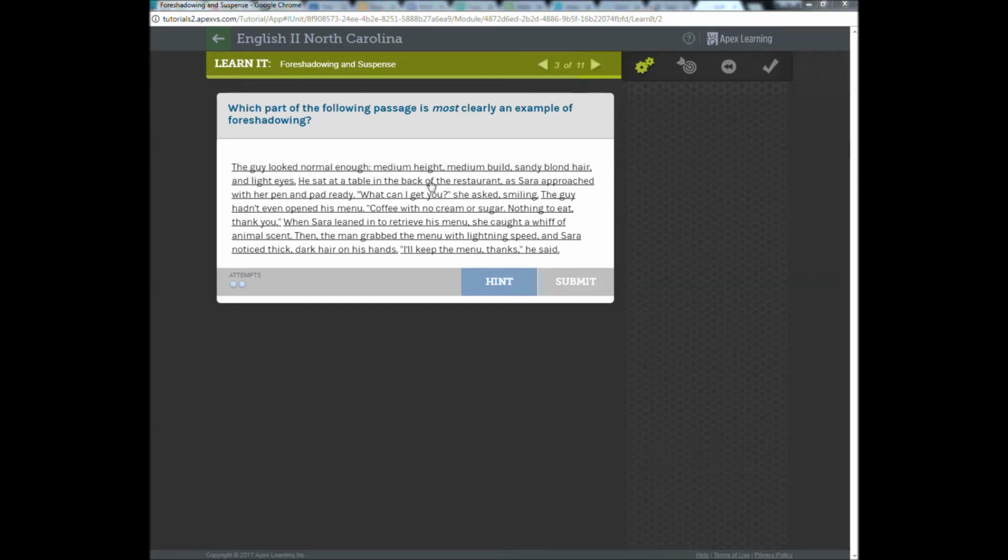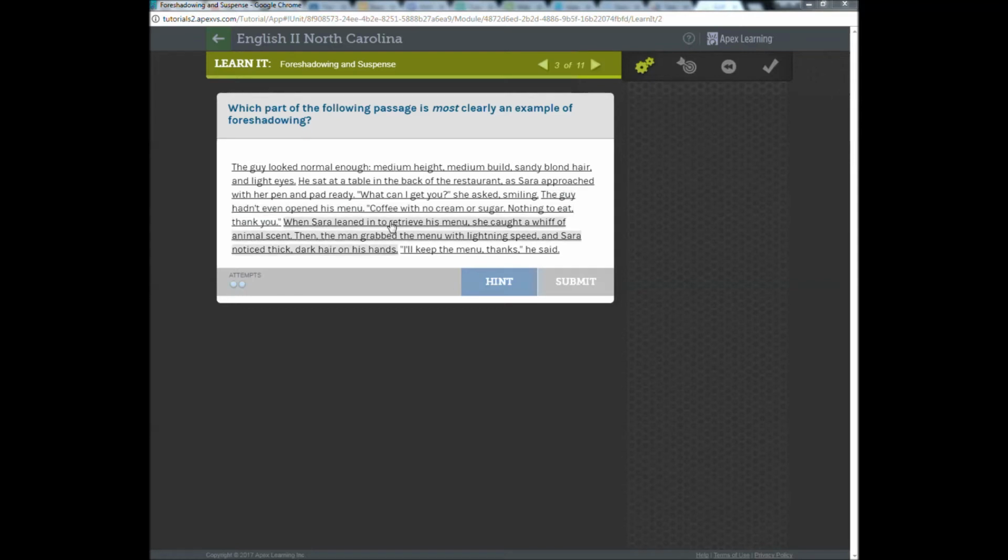The guy looked normal enough, medium height. So the author's given us a physical description. He sat at a table in the back of the restaurant. As Sarah approached him with her pen and pad, "What can I get you?" she asked, smiling. Nothing. I don't feel any tension or suspense building yet. The guy hadn't even opened his menu. "Coffee with no cream or sugar, nothing to eat. Thank you." Don't really see how that's dropping a hint or a clue.